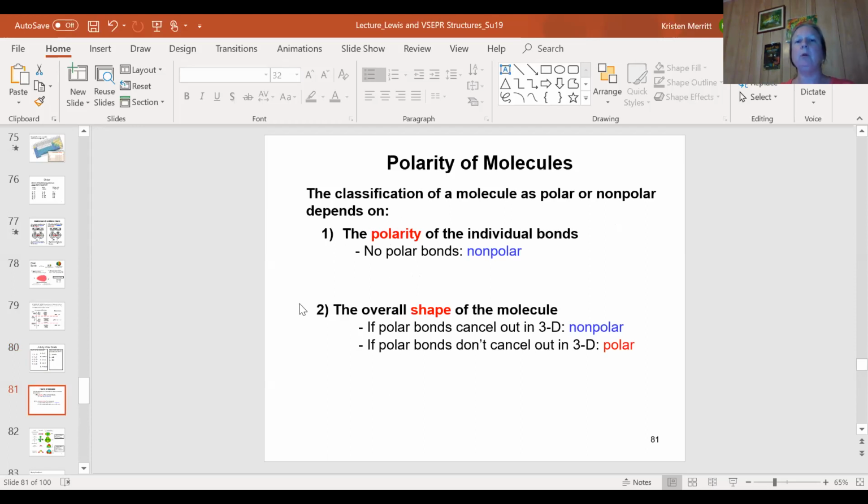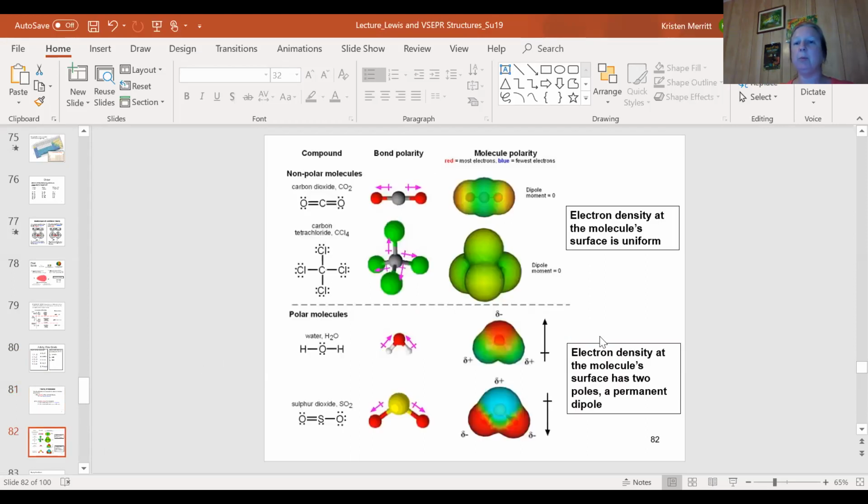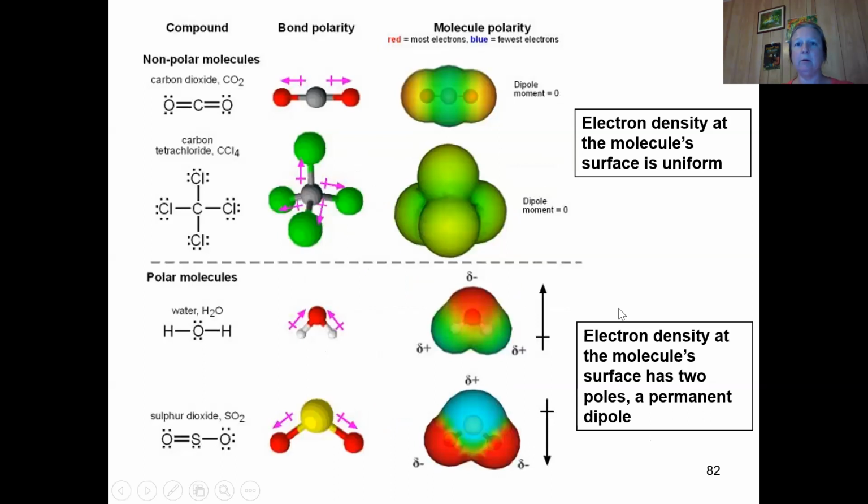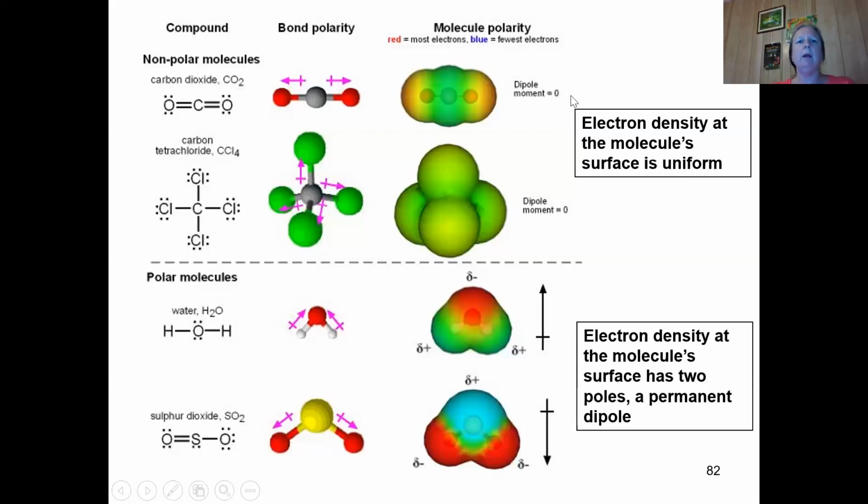Okay, so polarity involves the shape of the molecule and electronegativity differences. So how does the shape have an effect? Sorry, I wanted to make sure I was recording. How does the shape have an effect?